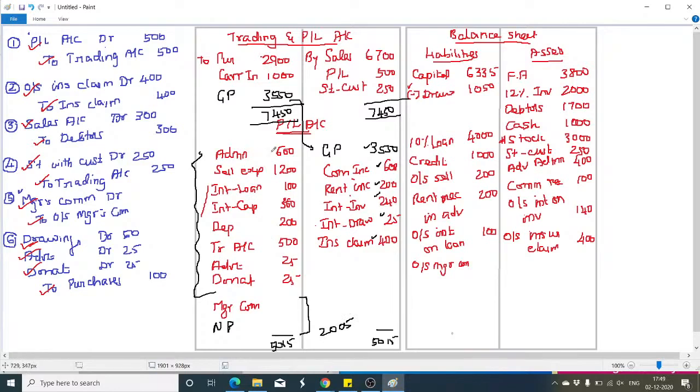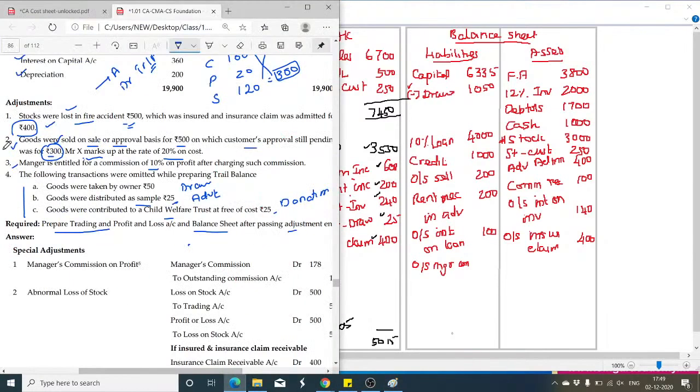Is it okay? 600 plus 1200 plus 100 plus 360 plus 200 and 500, 25, 25. If you subtract all this from 5015, you will be getting value of rupees 2005. Now let me get back to this.